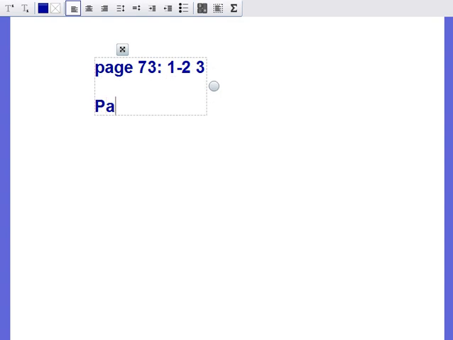Then on page 74, you're going to do 1 through 2 again. Number 3. And we better do a review with number 5. And we'll do number 6. Okay. Alright, so on page 73 you have 1, 2, and 3. And then on page 74 you have 1, 2, 3, 5, and 6. So basically on the back page you're just not doing number 4.